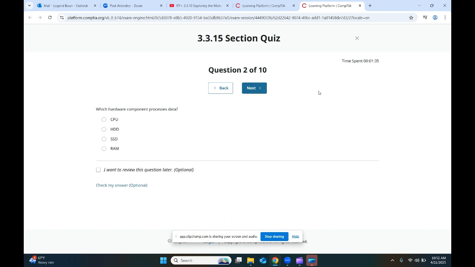All right. Which hardware component processes data? The only thing that really does any data processing in a computer is the CPU, which stands for the Central Processing Unit. These other options store data either temporarily or long term.